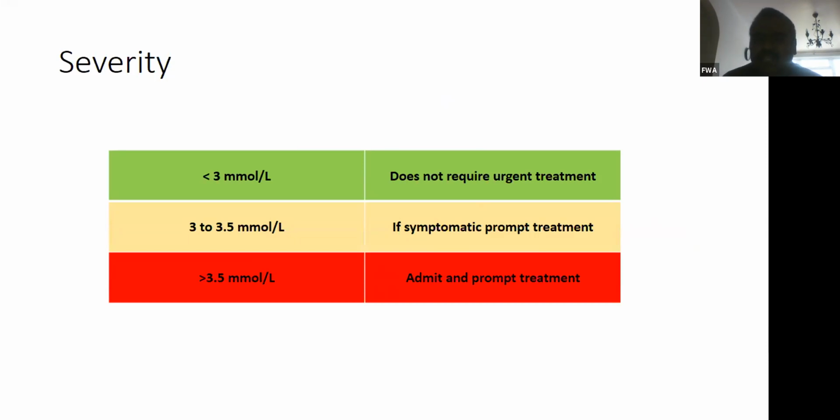And I think these patients can be discharged after giving prompt IV fluid, and then brought back the next day to the hospital for endocrine review in the medical assessment unit. But if somebody presents with a calcium of 3.5, I think these patients should be admitted for prompt treatment.